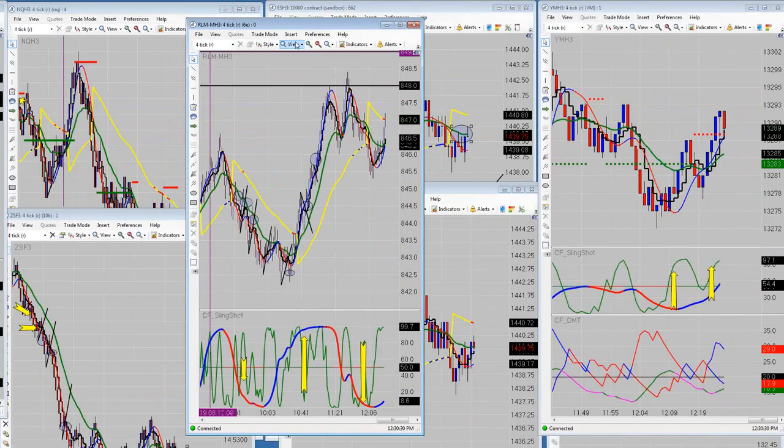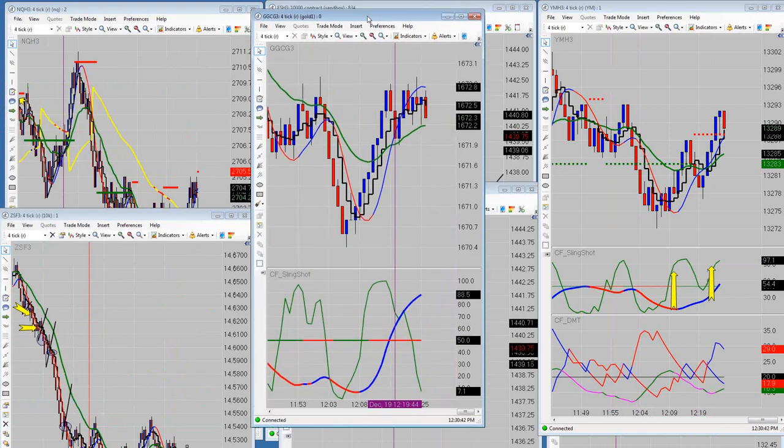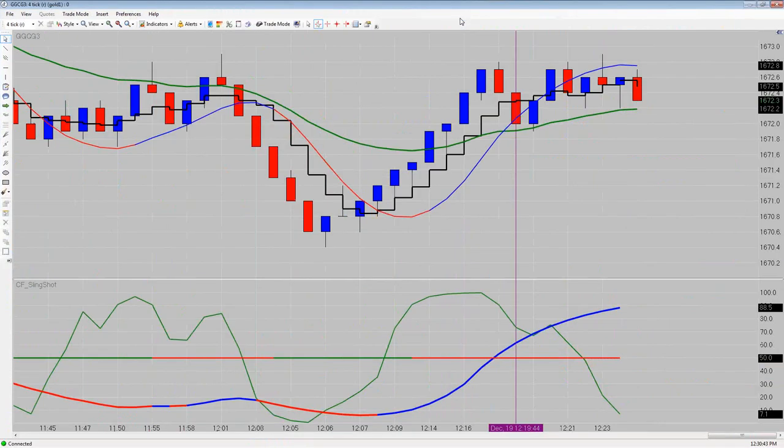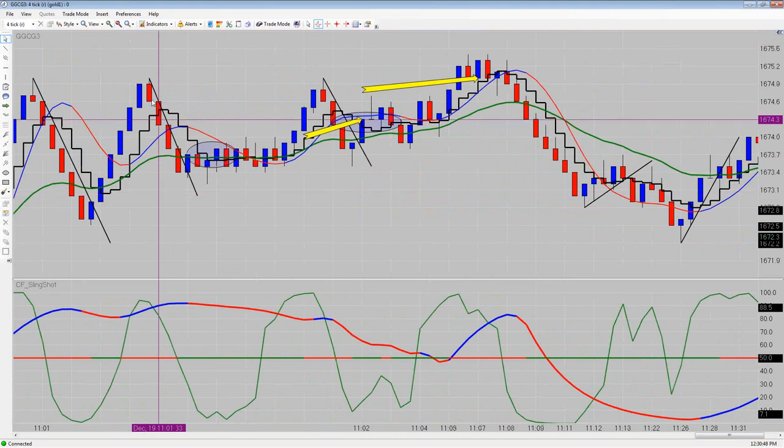Now that was the Russell this morning, so there was ample opportunity to make, you know, $300-400 a contract on the Russell this morning, pretty easily. Okay, if you just focused on the Russell, it was there for you, and I know we have guys who just focused on the Russell and got that.